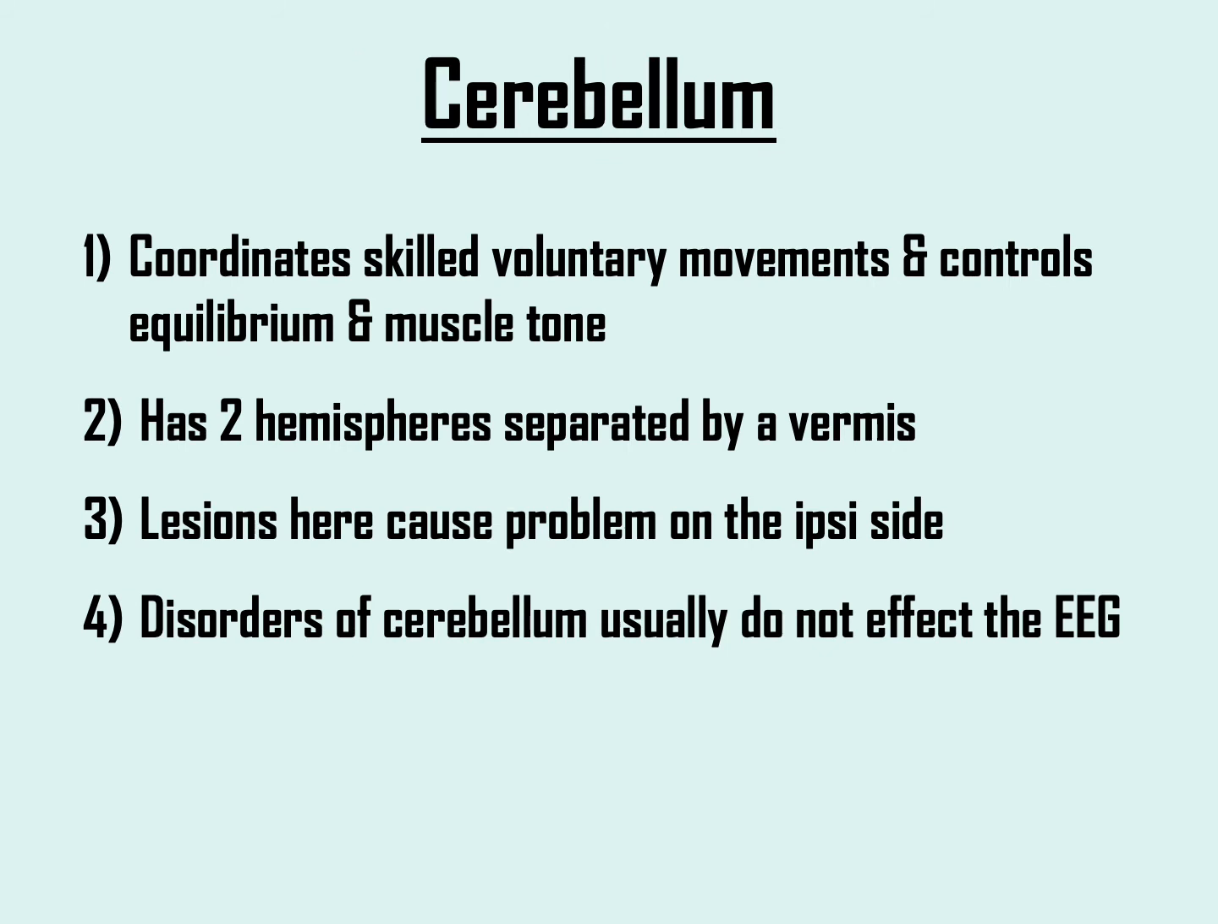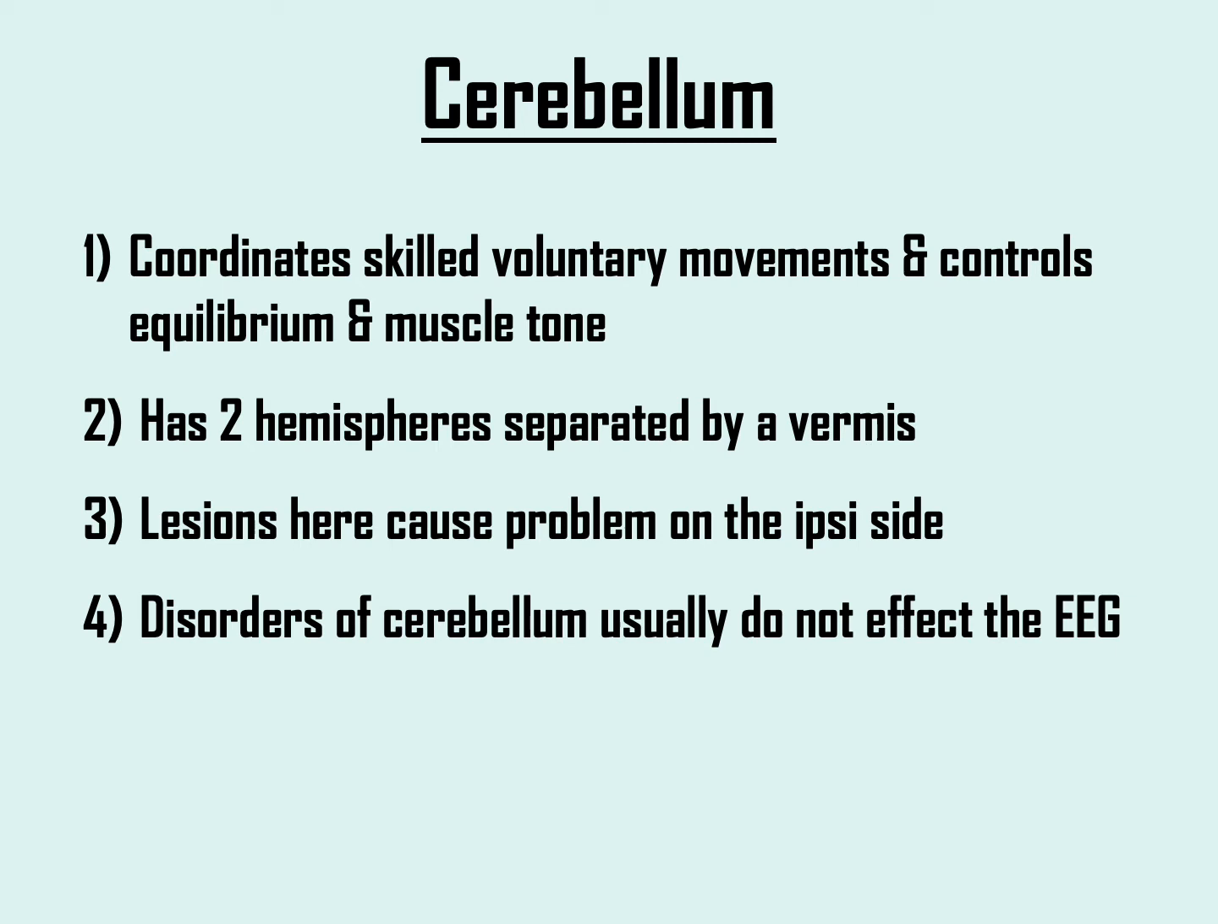The cerebellum. Again, it's located beneath the occipital lobes. It's behind the brainstem. Its two main functions are coordinating skilled voluntary movements, influencing muscle activity, and controlling equilibrium and muscle tone. It has two hemispheres that are separated by something called a vermis. Lesions here would cause incoordination and a tendency to fall to the same side of the lesion.